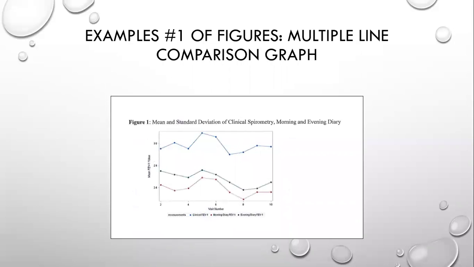Here's another one. This is a figure. Now, if you're doing a comparison between different groups, you want to somehow make a distinction between the lines, the data. So if you have 3 groups, for example, you're going to color code them so that they're separate and distinct. Okay?